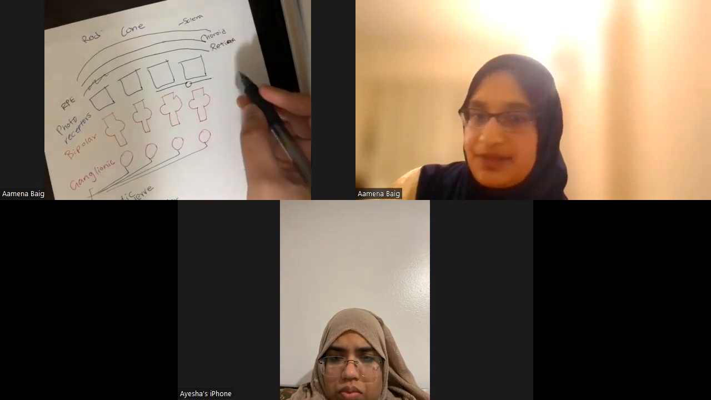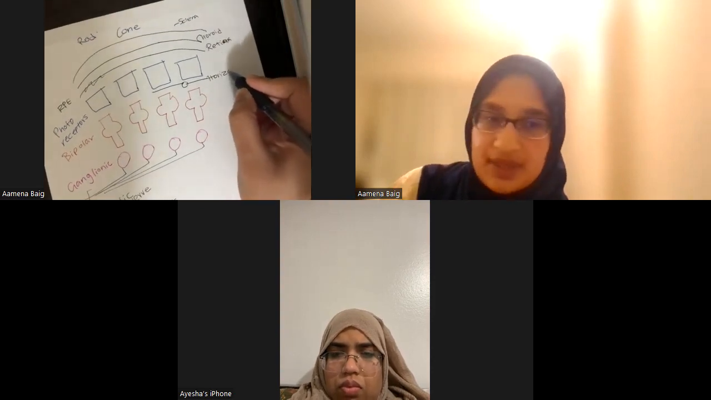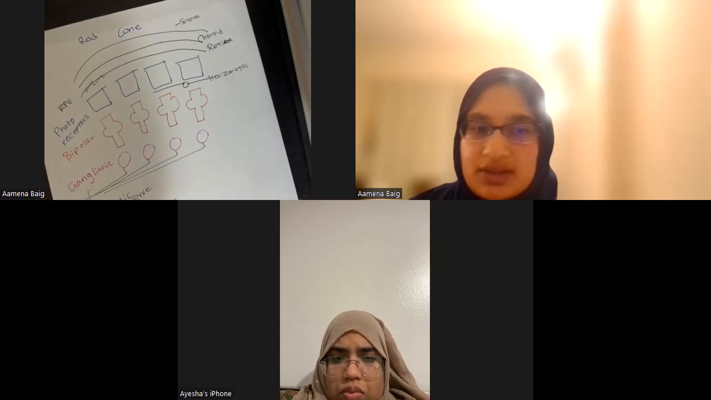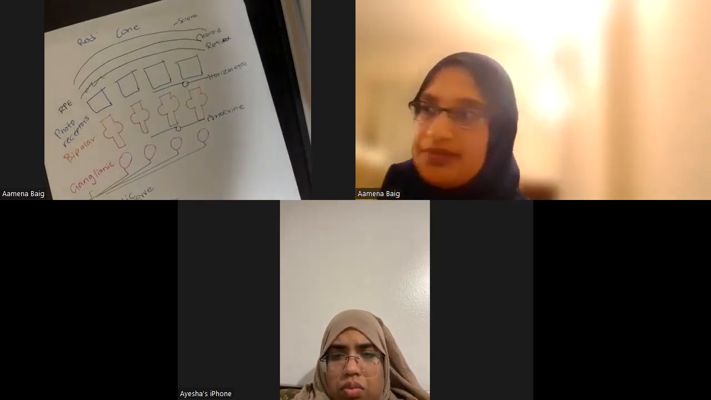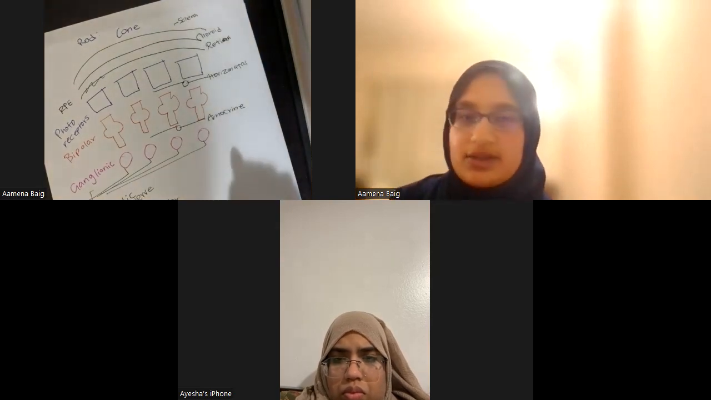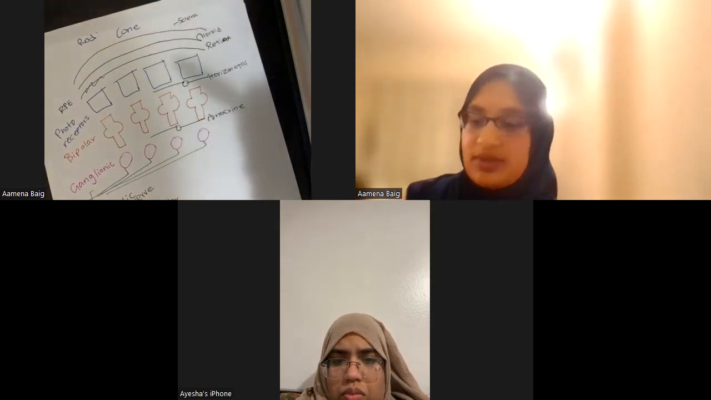And then between the photoreceptors and bipolar cells, there's a cell called the horizontal cell. Basically this cell causes lateral inhibition, which is when the electrical signals are flowing, these cells change the electrical signal. And there's a similar one called the amacrine cell between the bipolar and ganglionic cells, and they also do the same thing. So they change the electrical signal from the bipolar to the ganglionic cells.